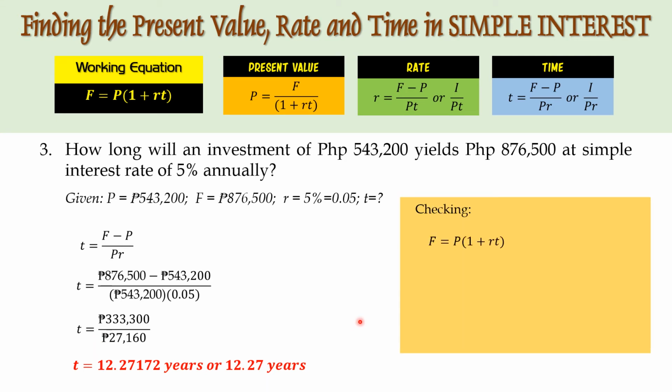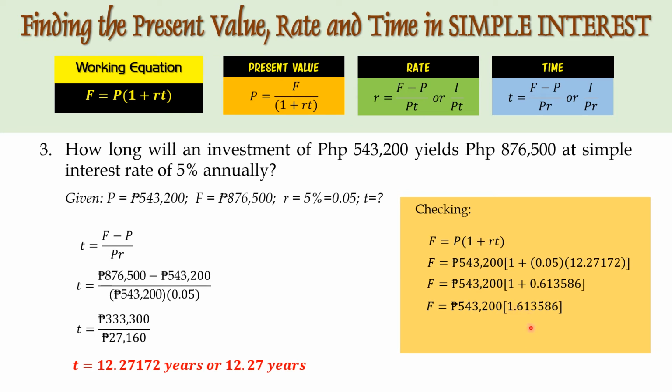Okay, ang hanapin natin ulit is the future value. Plug in the given. Ayan, na-plug in na natin. And then, we're gonna have to multiply this to the parenthesis. That is, upon multiplication, that is 0.613586. Then add the 1. That is 1.613586 times the principal. And then, the result is 876,499.92. So when we are going to round it off to a whole number, it is equal to 876,500 pesos. Therefore, our answer is correct.